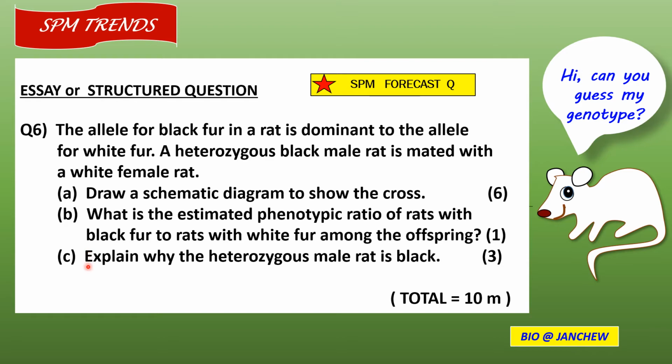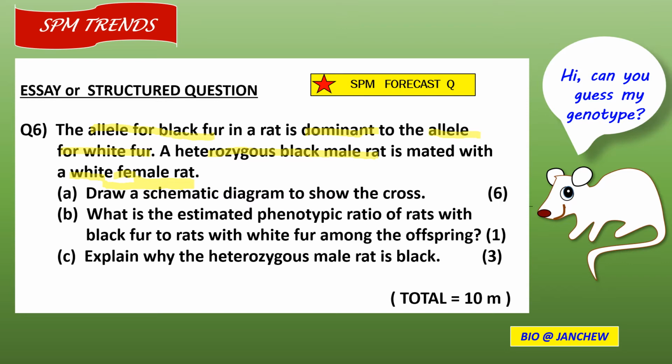And lastly, explain why the heterozygous male rat, the parent rat, is black. So firstly, as usual, we have to extract the information. Let's highlight the information that's important. Allele for black fur, dominant to allele for white fur. Now we're talking about rats, not plants already. Then heterozygous black male rat mated with white female rat.